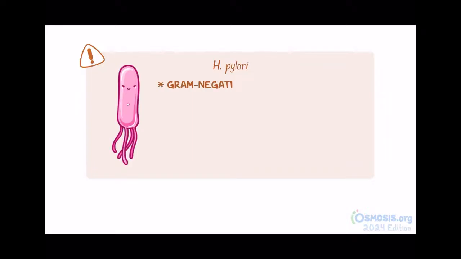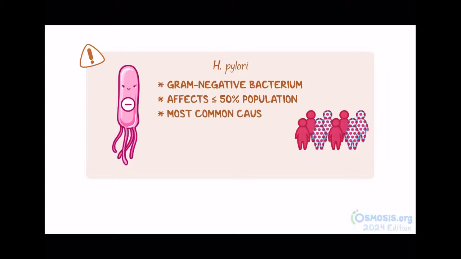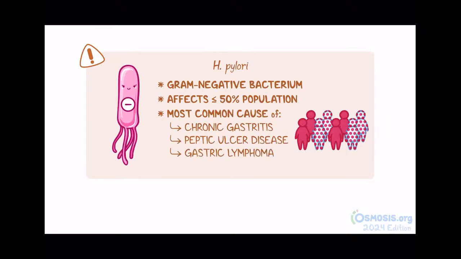Here's a high-yield fact. H. pylori is a gram-negative bacterium that affects up to 50% of the population worldwide. It's the most common cause of chronic gastritis, peptic ulcer disease, gastric lymphoma, and gastric carcinoma.